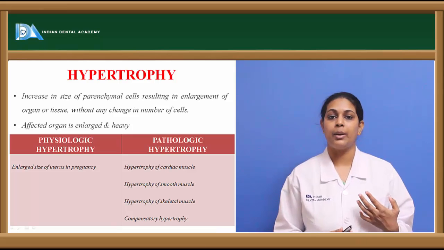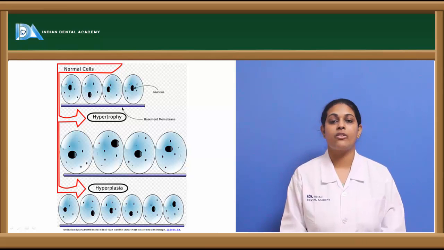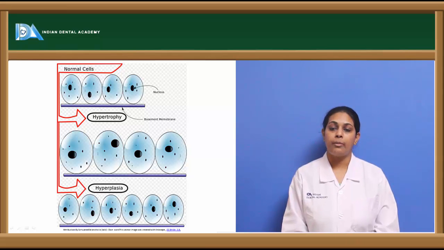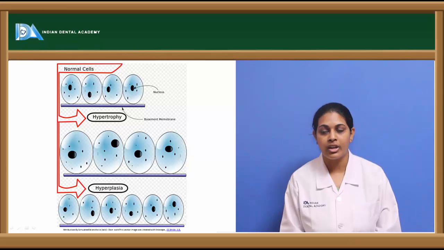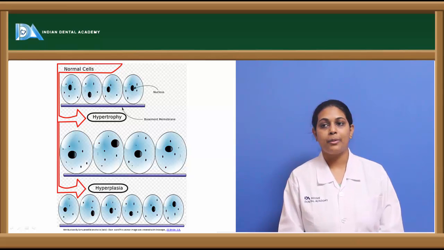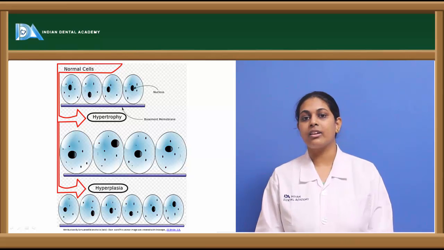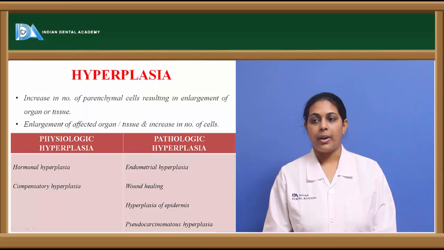These are a few illustrations for the pathological hypertrophy. So there is a picture which shows the first line of cells, which shows normally present cells with normal nucleus, whereas in case of hypertrophy, we see there is an increase in the size of the cell and an abnormally placed nucleus can also be seen. And in case of hyperplasia, we see there is an increase in the number of the cells.